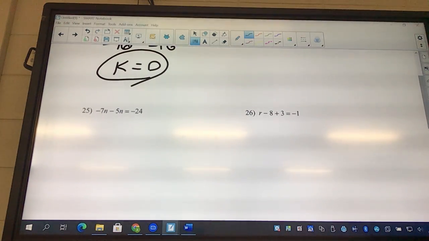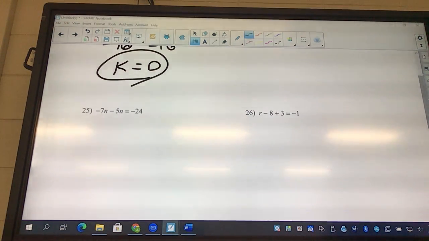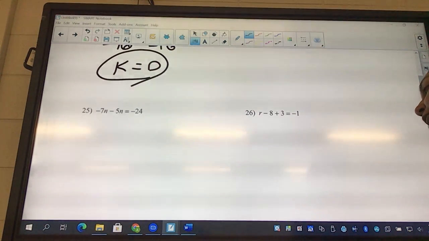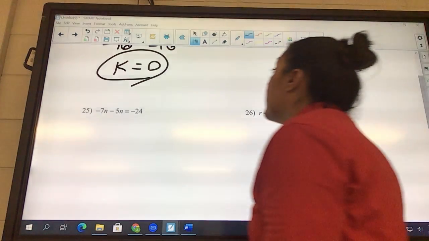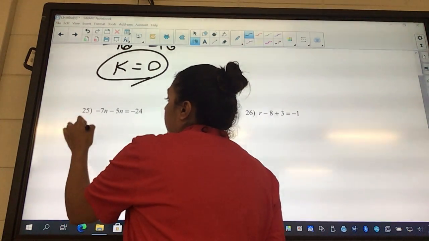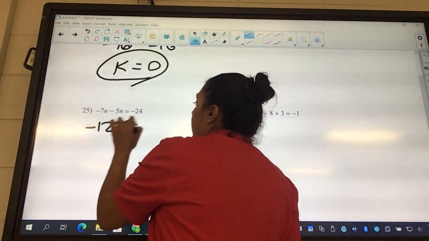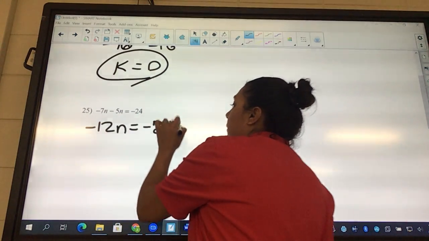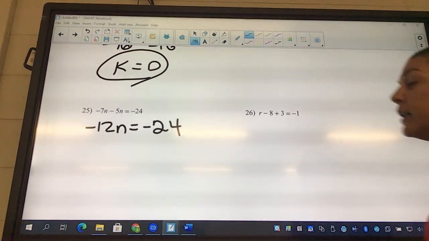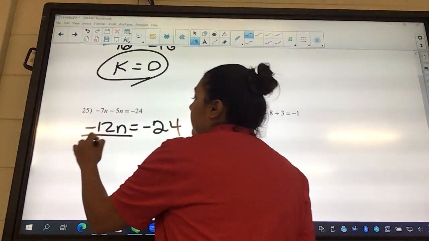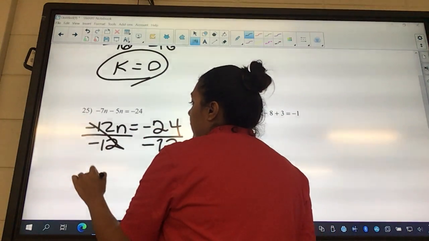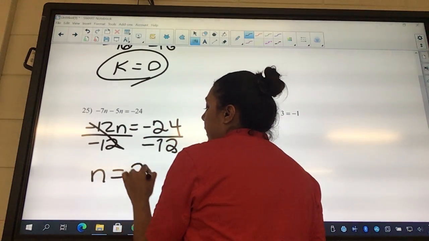Okay, 25, we're gonna combine like terms, so I can put the 7 and the 5 together. So a negative 7 and a negative 5 is gonna be negative 12 and equals negative 24. Okay, there's no kid, so we can just go ahead and divide. So I got n equals, and it's gonna be positive 2.